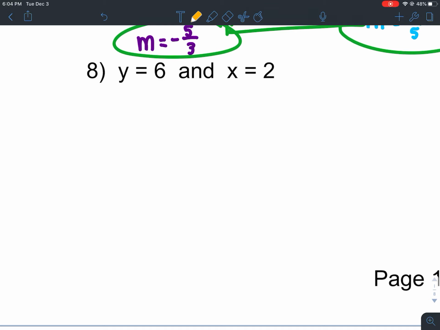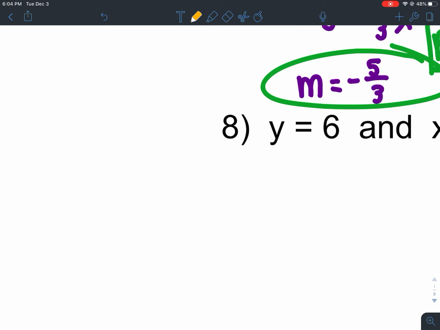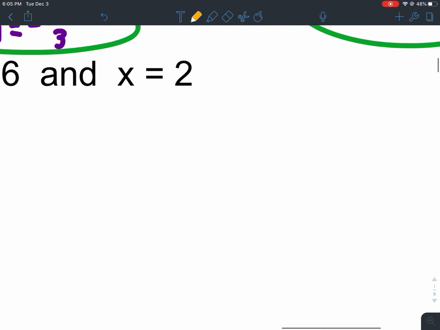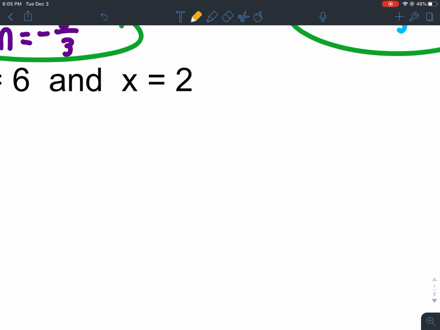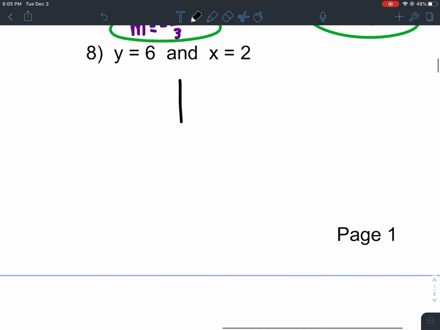with this? Well, we have y equals 6 and x equals 2. Now, these are letters that are all by themselves. There's no other letters in the equations. Y equals 6, y is the only letter there. That means that it's either a horizontal line or a vertical line. Same thing with x equals 2. There's only one letter. That means it's either a vertical, straight up and down line or a side-to-side horizontal line. So in order to figure that out, let's draw a graph. Draw a picture.